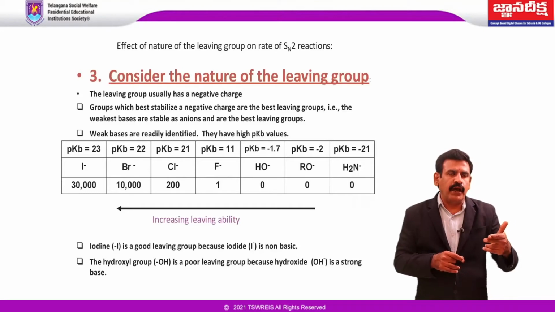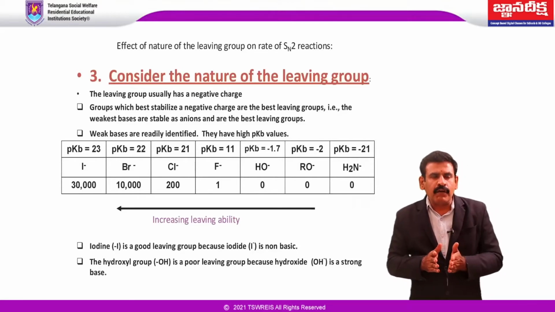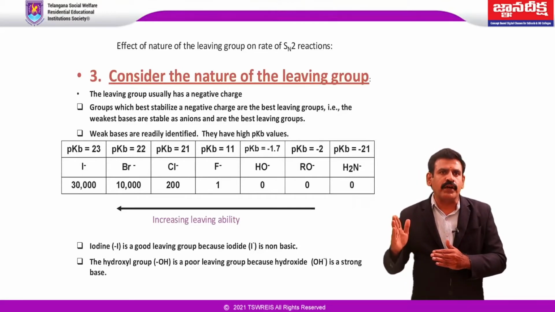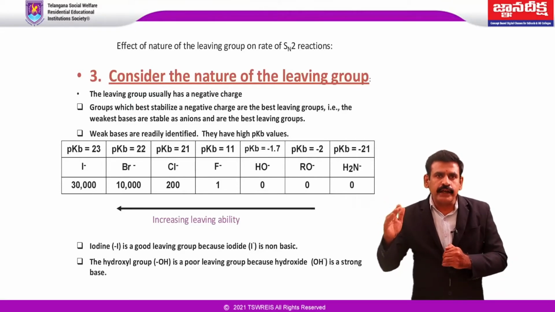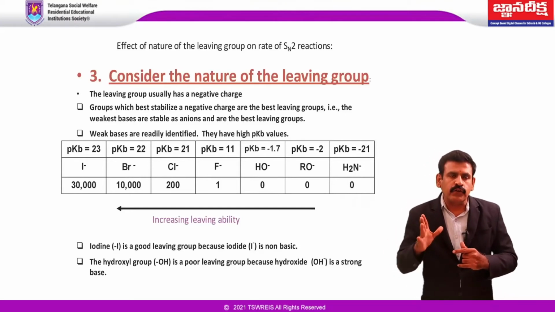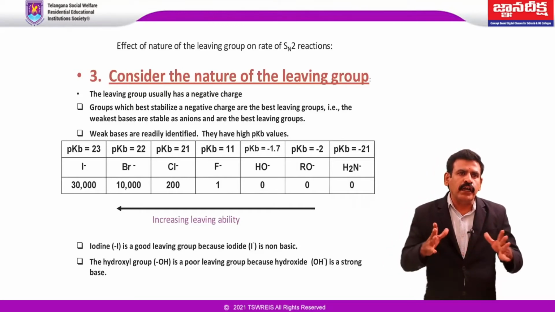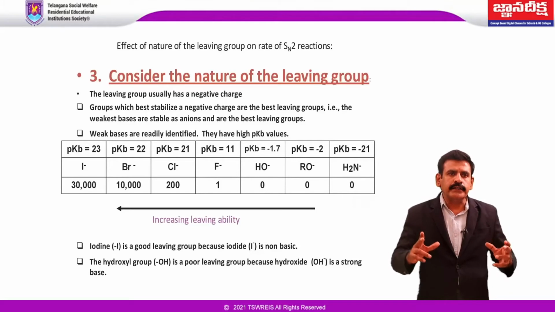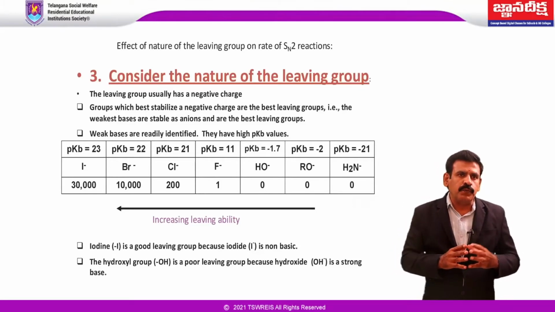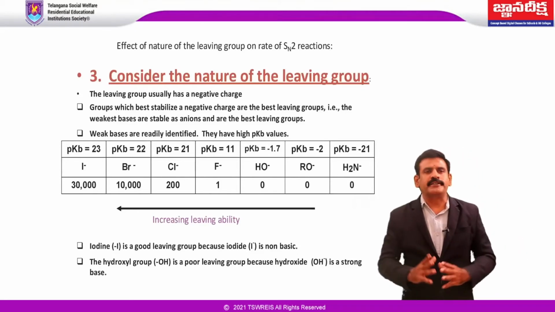See pKb high value, iodide ion. So pKb is 23. Then bromide pKb 22, chloride 21, fluoride 11. The pKb value of hydroxide ion is minus 1.7, alkoxide ion pKb minus 2, and amide ion is minus 21. So the increasing leaving abilities are like this. See, iodine is a good leaving group because iodide is non-basic. The hydroxide group OH minus is a poor leaving group because hydroxide is a strong base.